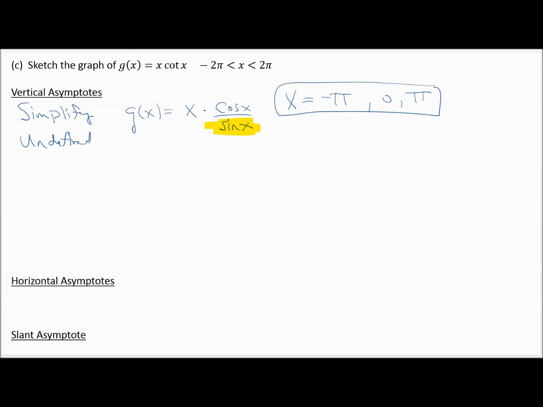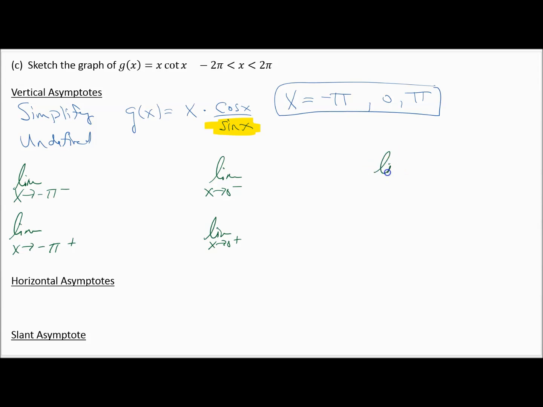Now, one more thing that would be super helpful, and this is where all the work comes in with vertical asymptotes, is determining the behavior of the graph at those 3 asymptotes. So it's like 6 limits we need to find. We need to find the limit as x goes to negative pi from the left side, and the limit as x goes to negative pi from the right side. Okay, then we'll do that with 0. We'll find the limit as x goes to 0 from the left side, and the limit as x goes to 0 from the right side.